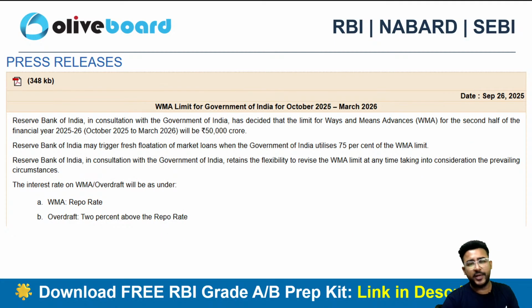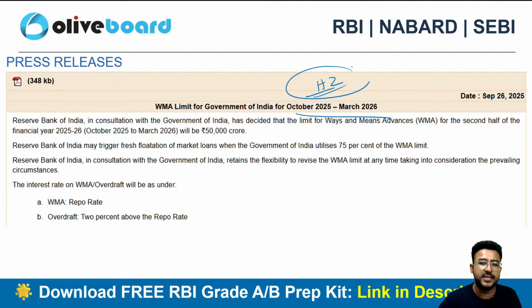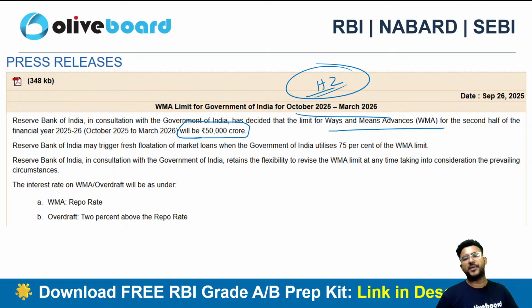And the last thing for today is the WMA limit for the Government of India for March 2026. This is the second half of the financial year 2026. They have declared an amount of 50,000 crore as of now. WMA means ways and means advances. RBI gives this kind of facility to the Government of India in case of temporary cash mismatches. So in case of any cash flow mismatches, the government can use this particular limit. This is 50,000 crore.